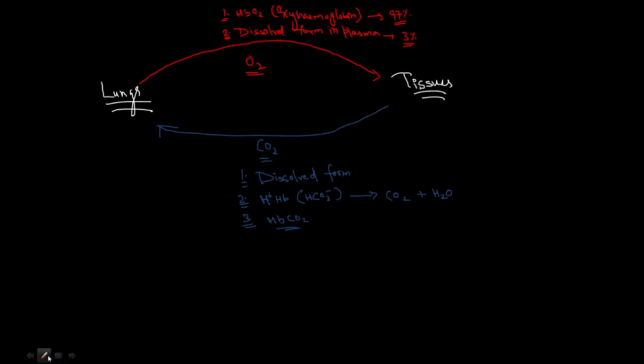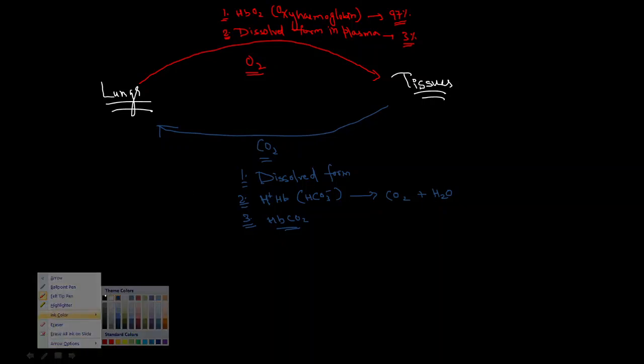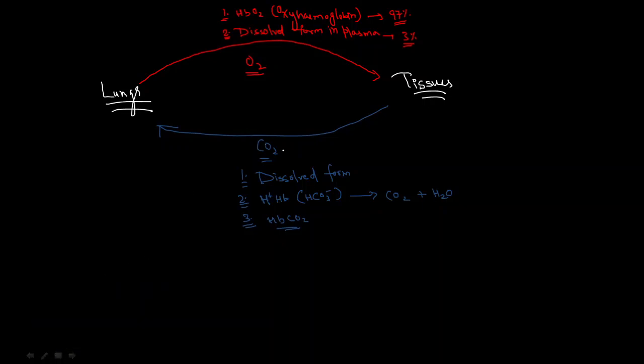Now why am I telling you all this? By considering all these points, we can say that oxygen travels in the form of oxyhemoglobin.